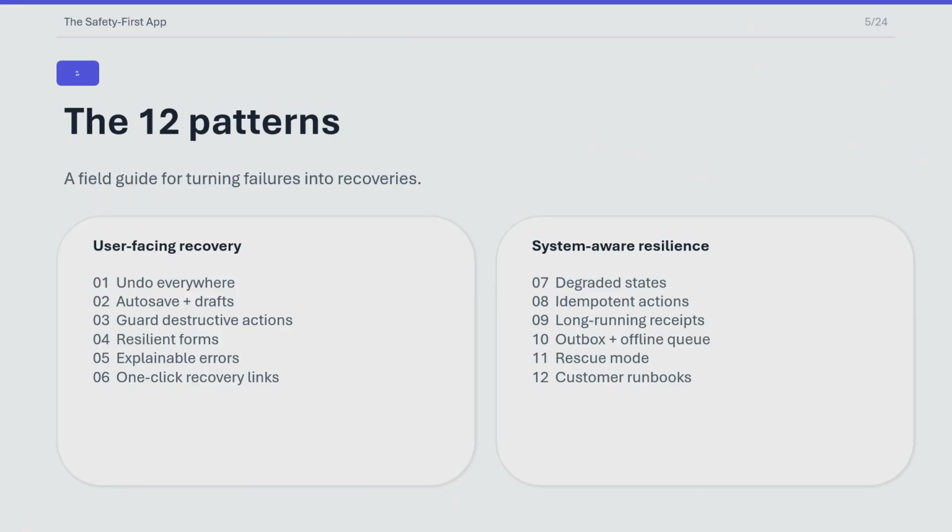Then we go into the system-aware resilience side, where we look more at what we can do on the backend side of things. Number seven, degraded states. Number eight, idempotent actions. Number nine, long-running scripts. Number 10, receipts. Number 11, outbox and offline queue. Number 12, rescue mode. And number 13, customer runbooks. So let's jump straight into the first one.